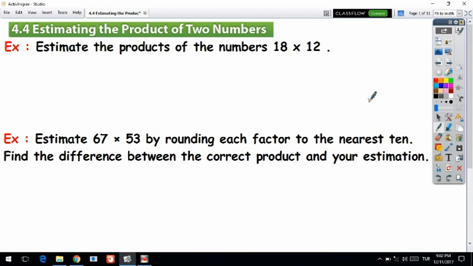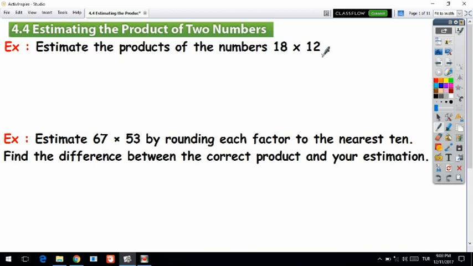Okay, now let's continue to our lesson. So our subject, as I said before, 4.4, is estimating the product of two numbers. Let's start with an example. In the first example, we have estimate. So we know the meaning of estimate: estimate makes your question easier. Estimate the product. We know product means the result of multiplication, of two numbers, 18 and 12.